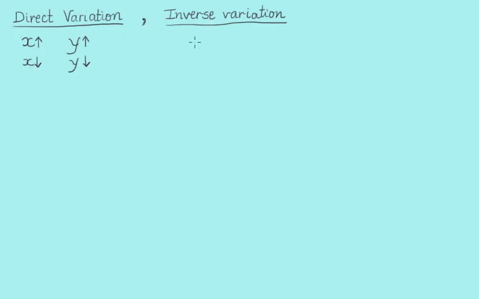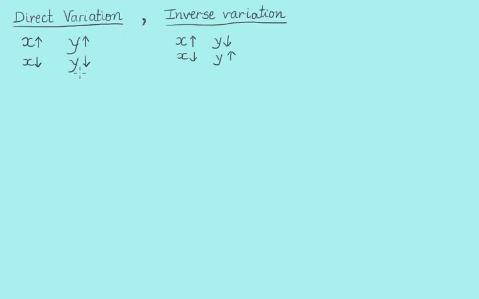Inverse variation, that is the opposite. Two things are varying in an opposite or an inverse fashion, meaning if x goes up, then y goes down, or if x goes down, then y goes up.